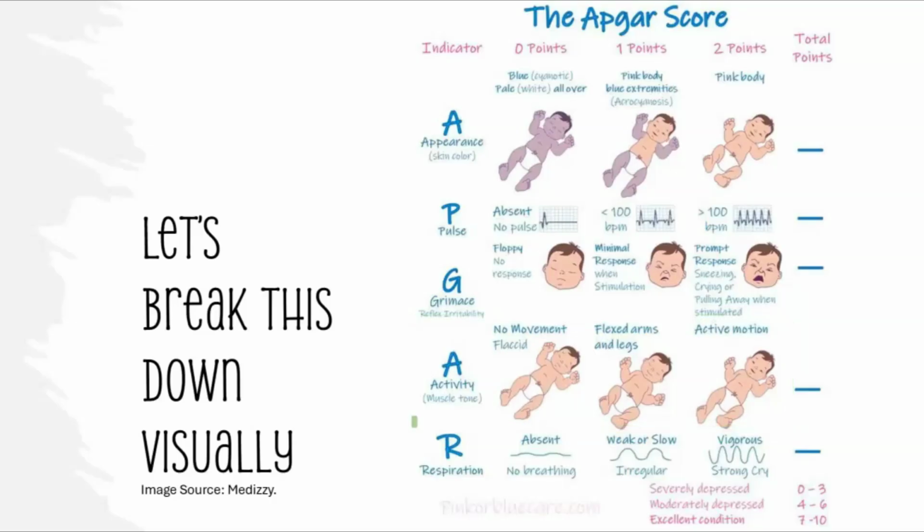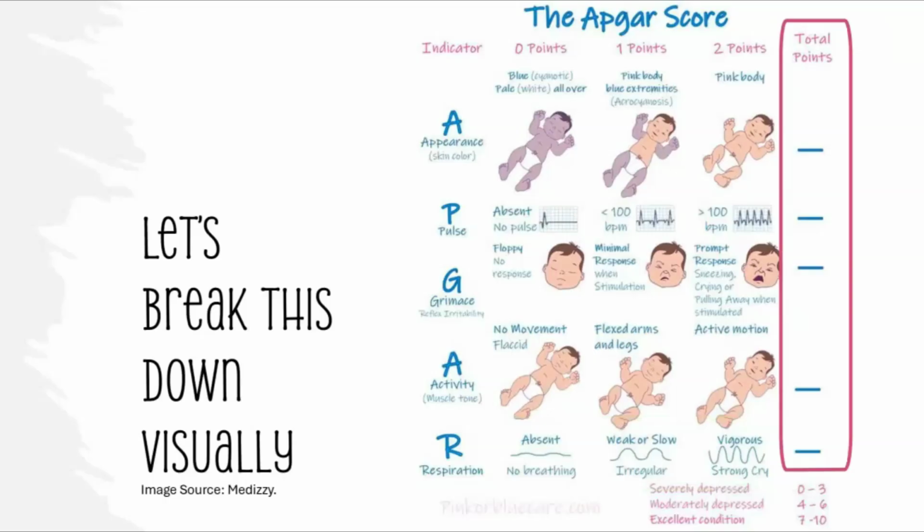Our final category may indeed be the easiest. It is respirations of baby. If there are no respirations, absent, not breathing at all, that's a 0. If there are some respirations, but it's weak or slow or irregular, that would be a 1. And of course, if you see that vigorous, strong cry, that would be a 2.